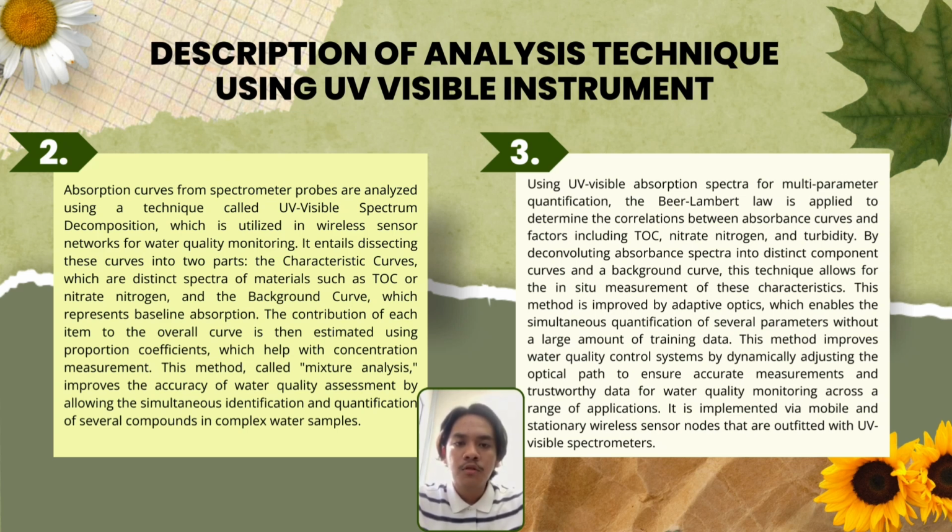E22A0444. Okay, I would like to continue the description of the analysis technique using the UV visible instrument part. The absorption curves from spectrometer probes are analyzed using UV visible spectrum decomposition in wireless sensor networks for water quality monitoring. Using this method, the curves are divided into two primary parts: the characteristic curves, which are the distinct spectra of substances like nitrate nitrogen or TOC, and the background curve, which shows baseline absorption.